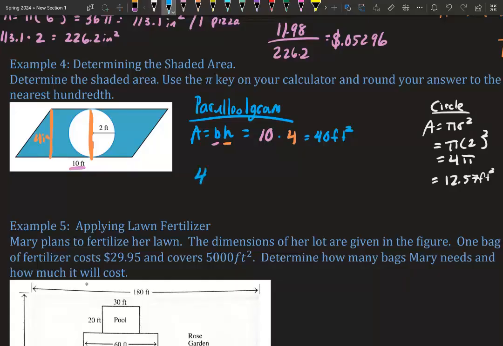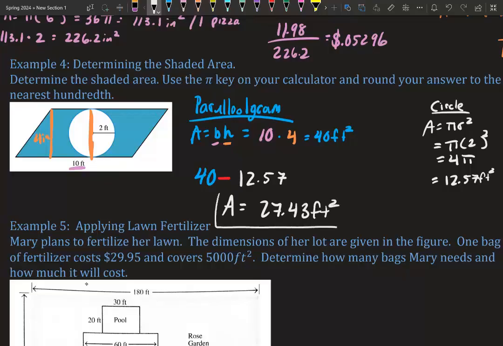So the circle is 40, and we need to take out the circle. So 40 minus 12.57, we get a total remaining area of 27.43 feet squared. The reason why we're working with 2 decimal places this whole time is because it told us nearest hundredth. Hundredth is 2 decimal places.